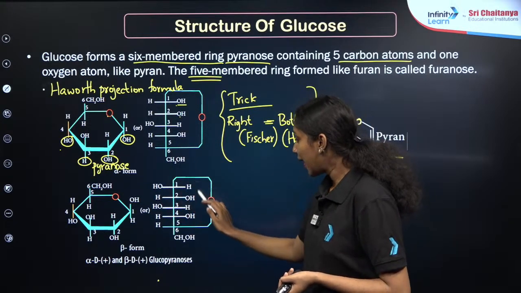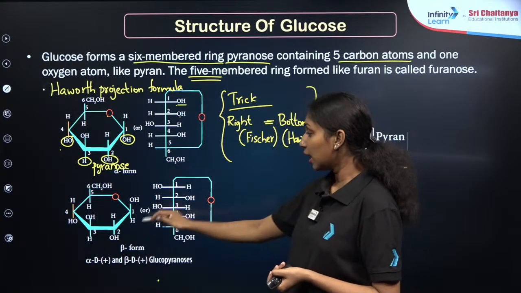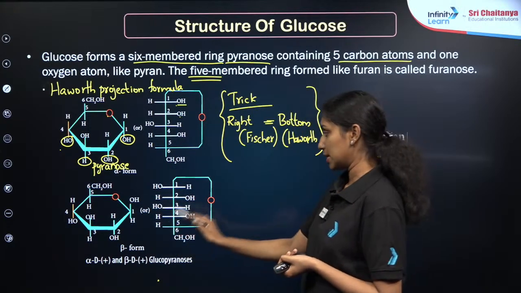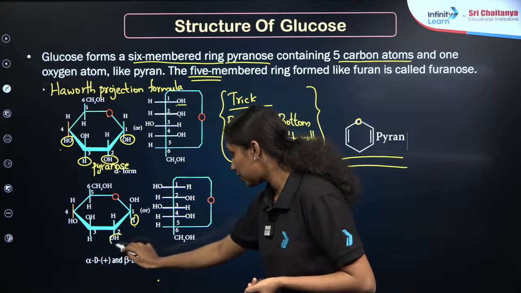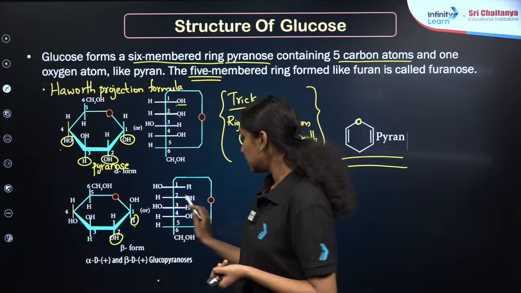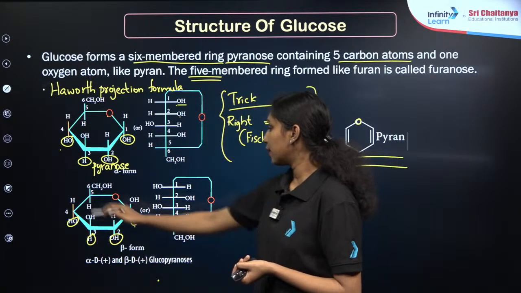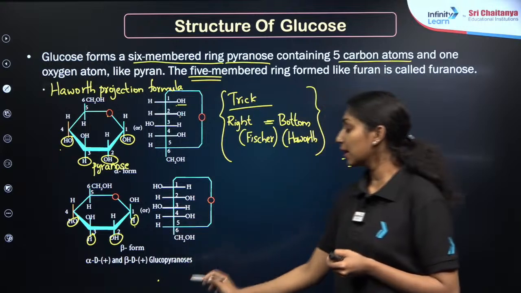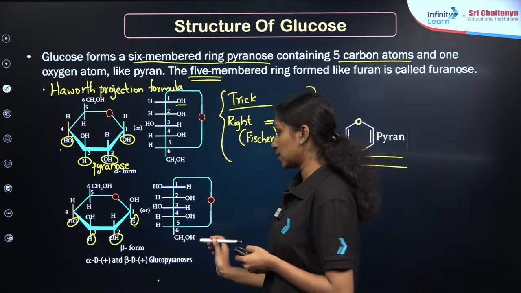So whenever you have any group on the right side of the Fischer projection, it should be on the downside of the Haworth projection formula. Here it is hydrogen, downside. Here it is the hydroxyl OH group, again downside, then hydrogen, OH, and finally CH2OH. This will be the Haworth projection formula for beta D plus glucose. Clear?